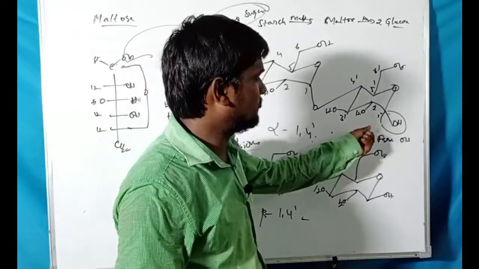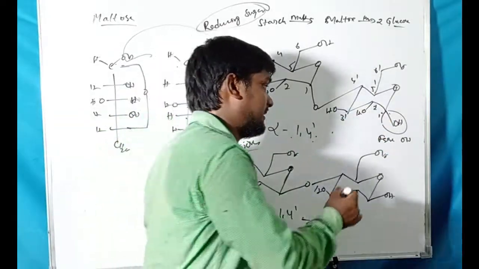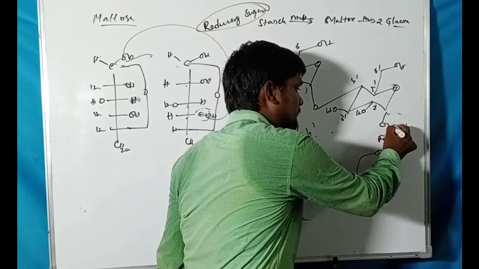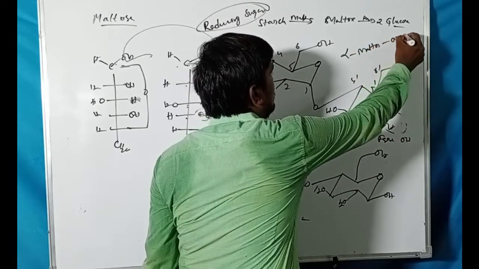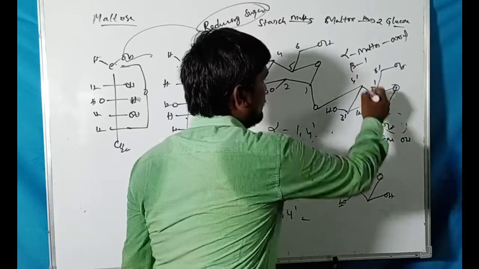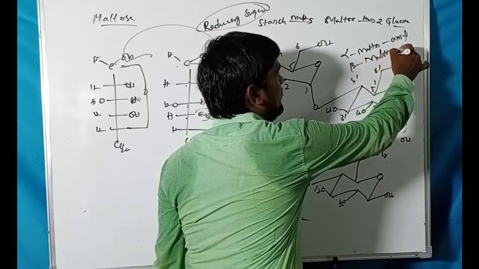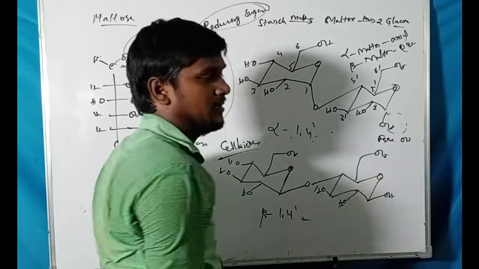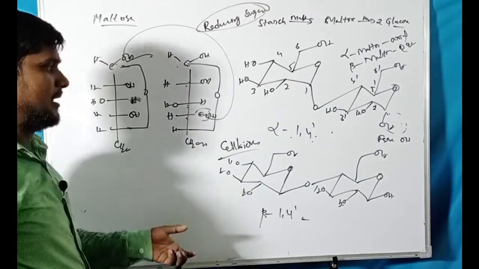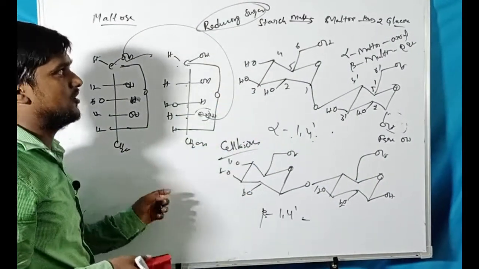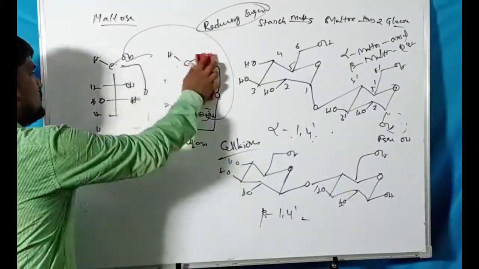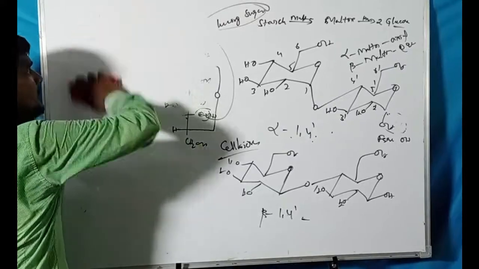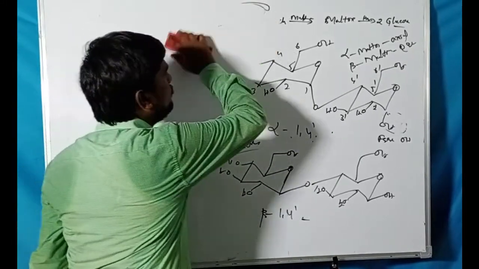Particularly, the alpha isomer has the OH on the bottom side, which indicates an axial OH. Alpha maltose is axial. Beta maltose is equatorial. The free OH position is equatorial in beta maltose. These are the simplest structures regarding the disaccharide maltose. Now let us go through the final disaccharide, lactose, which is available from the milk.